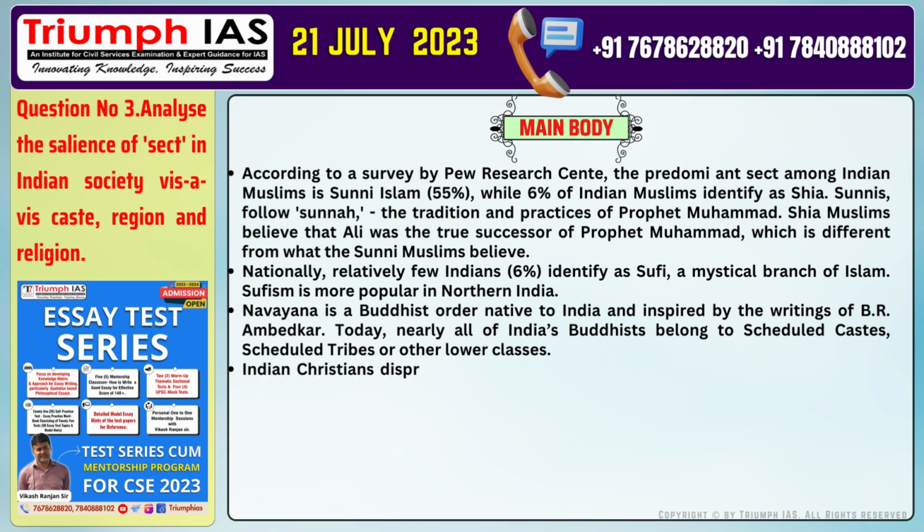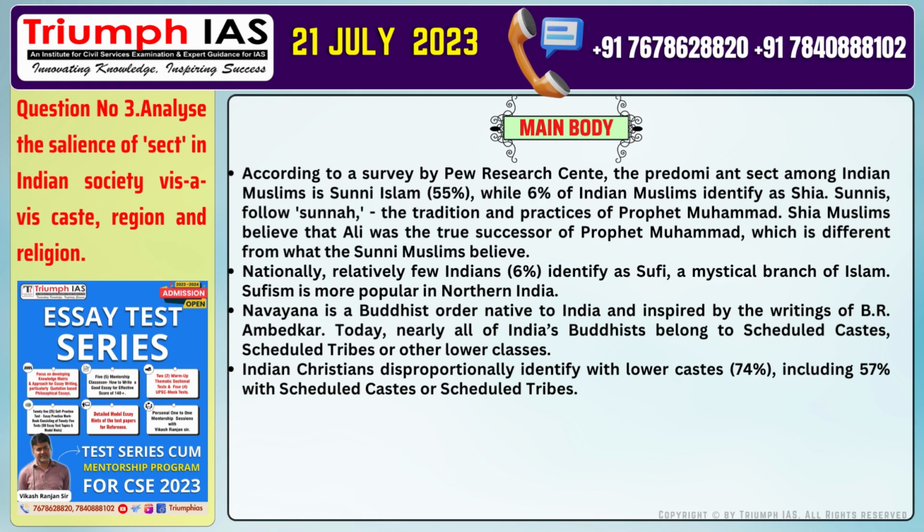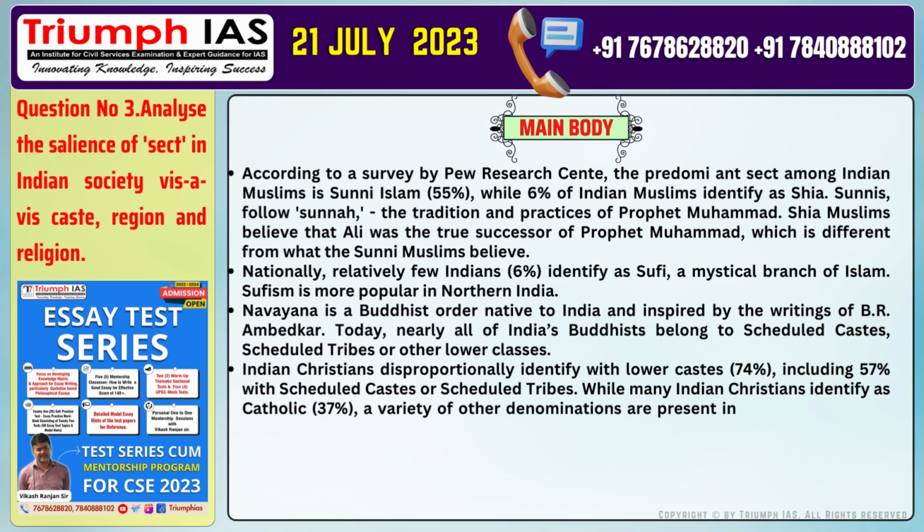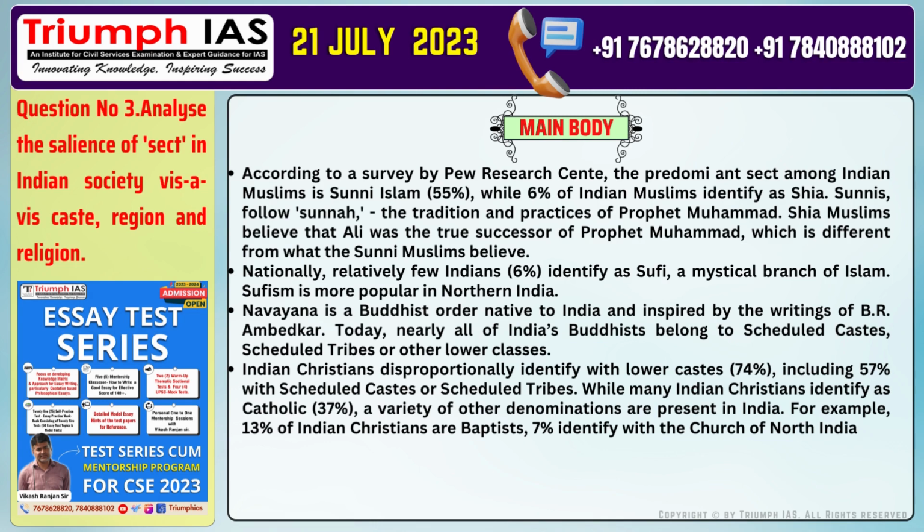Indian Christians disproportionately identify with lower castes, 74%, including 57% with scheduled castes or scheduled tribes. While many Indian Christians identify as Catholic, 37%, a variety of other denominations are present in India. For example, 13% of Indian Christians are Baptists, 7% identify with the Church of North India, and another 7% identify with the Church of South India.